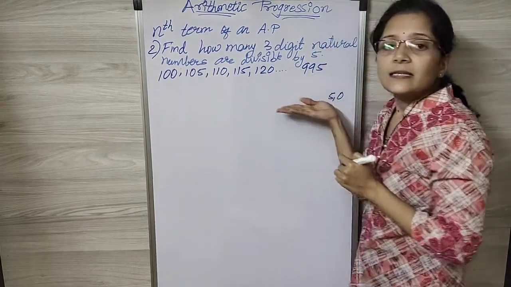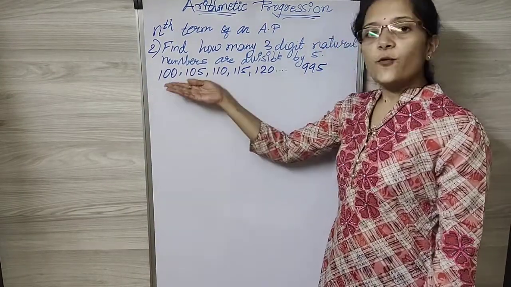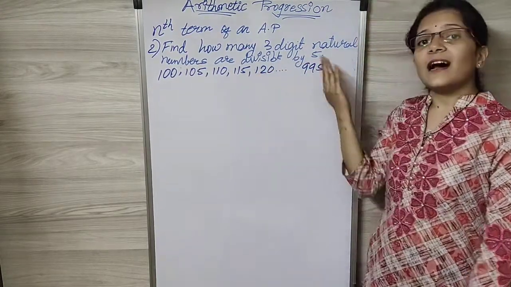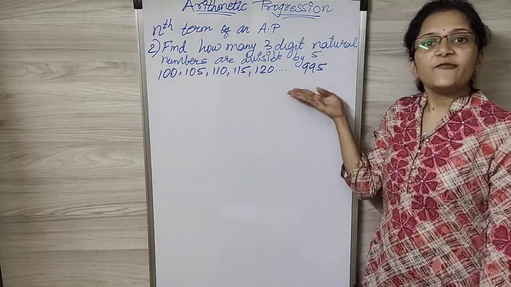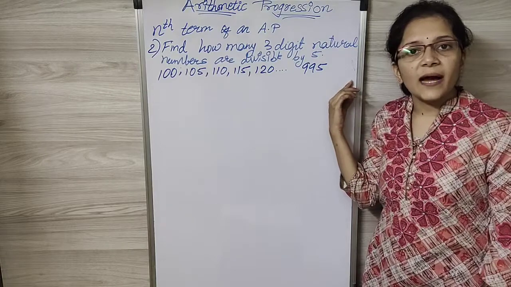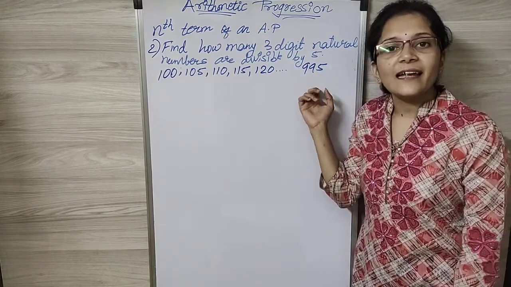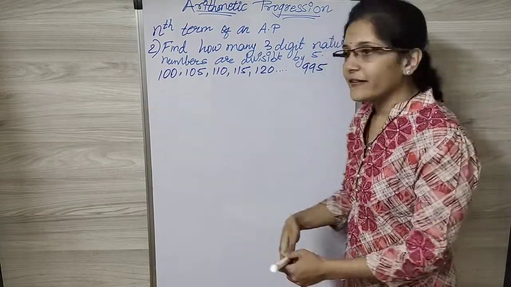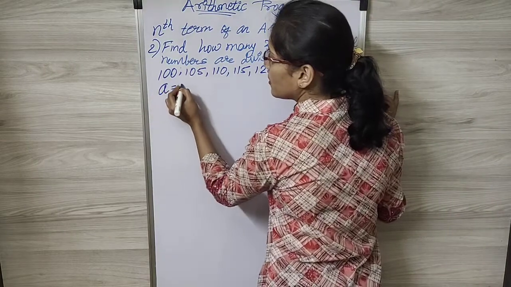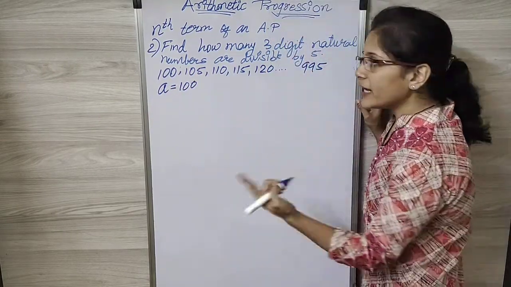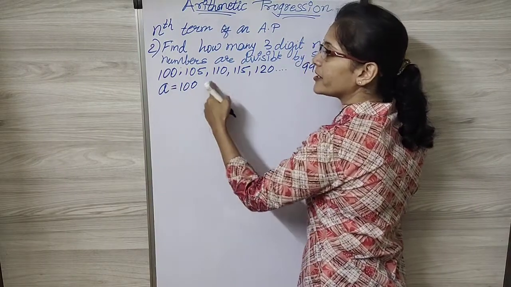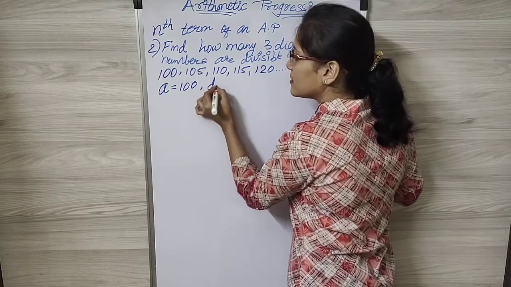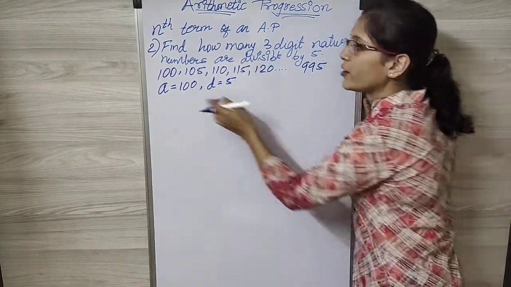So I got my sequence. The sequence is 100, 105, 110, 115, 120, and so on, to the last 3-digit number, 995, because the further number is not divisible by 5. So now what is A here? A is the first term, that is 100. So A is equal to 100. Now what is D? For D, T2 minus T1, T3 minus T2, T4 minus T3, and the D is 5, right? So I got A, I got D.